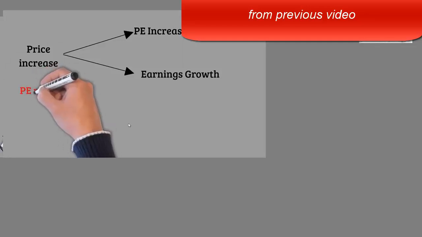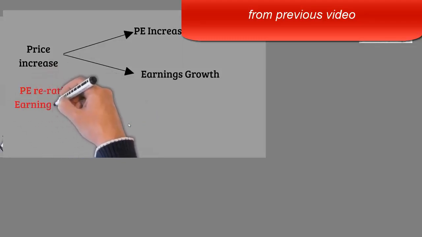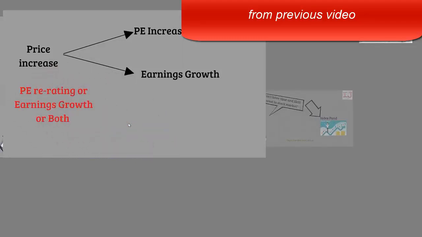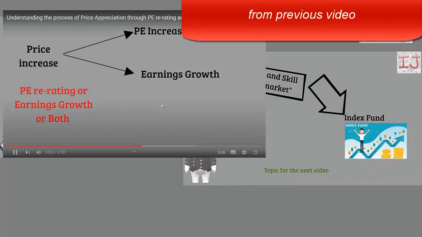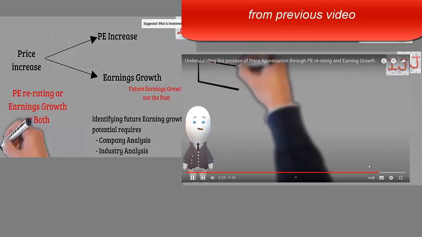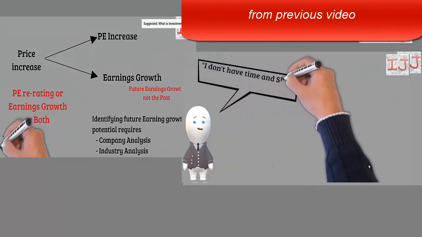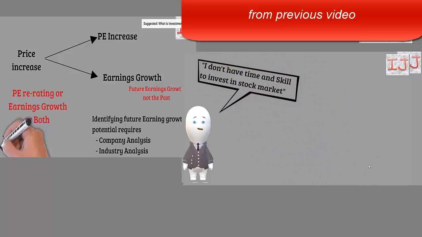There, we have understood that price appreciation comes via two routes, either through PE re-rating or through earnings growth, or both. We have also observed that finding earnings growth triggers may be a little difficult for an investor who does not have the time, knowledge and skills to do company and industry analysis. These types of investors can be called know-nothing investors.